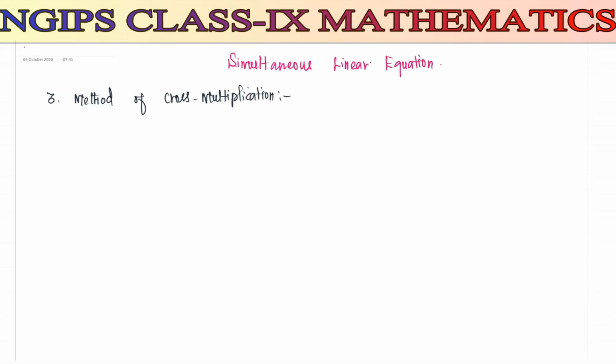Now I am going to consider the general simultaneous linear equations: a1x plus b1y plus c1 is equal to 0, a2x plus b2y plus c2 is equal to 0. This is the general form of the simultaneous linear equation. Now I am going to take an example problem.